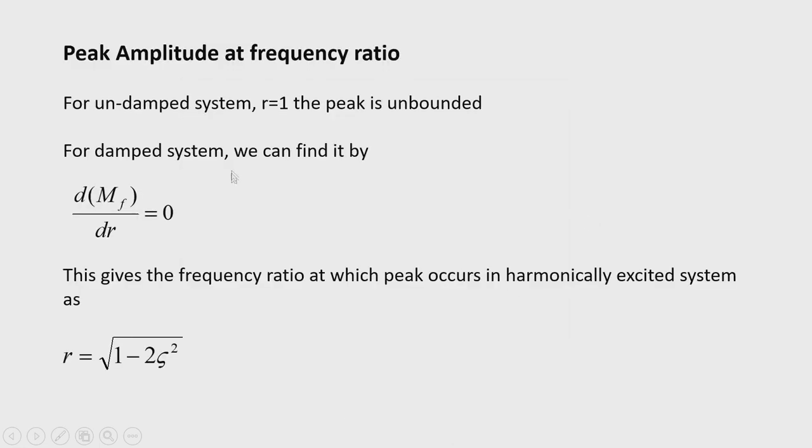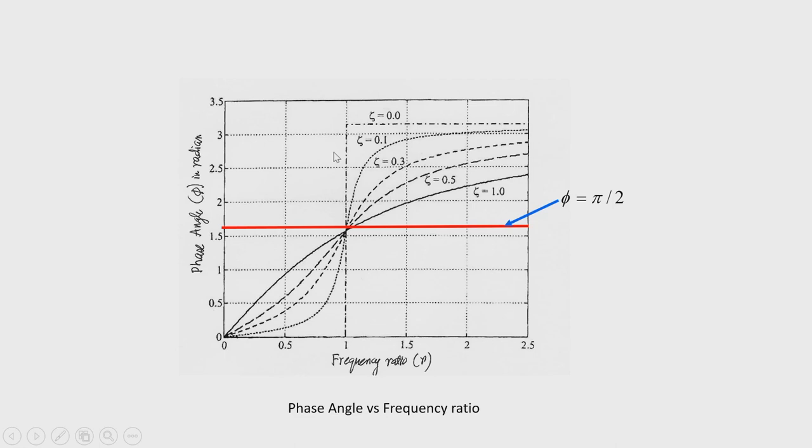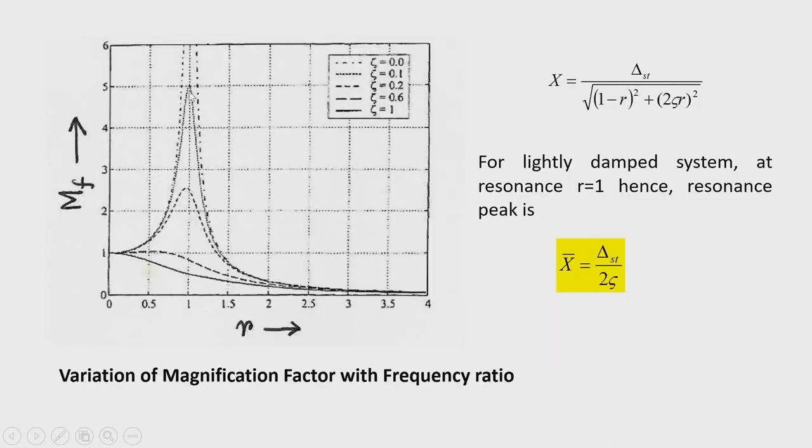Peak amplitude at frequency ratio. Now, the question arises whether for a damped system the peak is exactly at r equal to 1. Let us investigate it. Seeing the nature of the amplification factor, we can obviously tell that for light damping, the peak is approximately at r equal to 1.